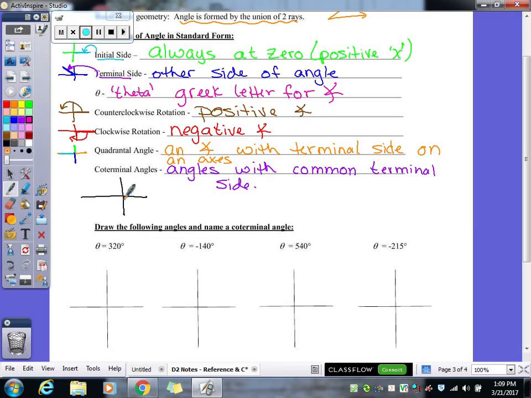You have to remember this side over here, that's our 0 degrees. We always start there. Up here would be 90 degrees, so that means any angle between 0 and 90 would be over there in our first quadrant. This one over here is 180. So any angle between 90 and 180 would fall in my second quadrant. Down here is 270.